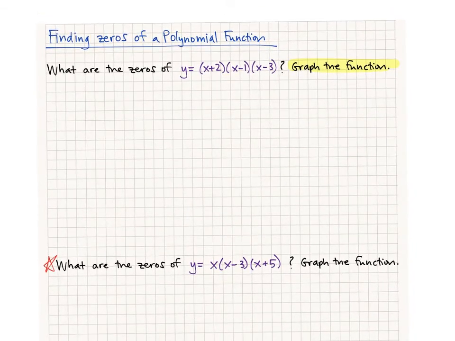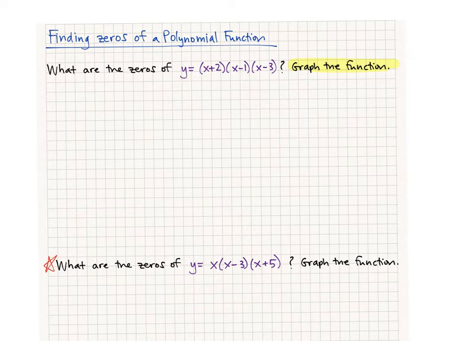Now we're going to do finding zeros of a polynomial function. So when it's in its factored form, it makes it pretty easy to find zeros, because remember the zero product property means anything times a zero is a zero. So since these are three factors, this factor times this factor times this factor, if any one of these three is zero, then your function is zero. So those are the zeros.